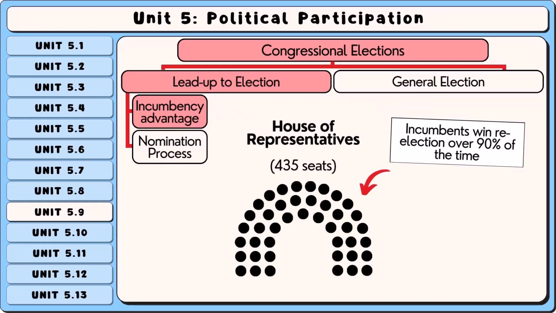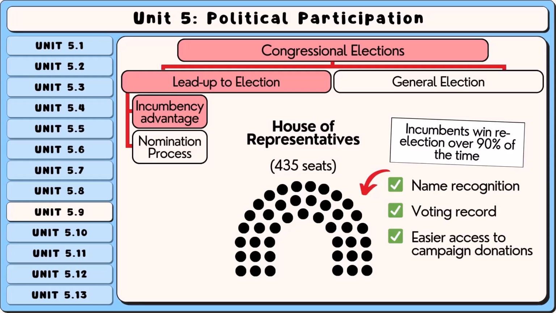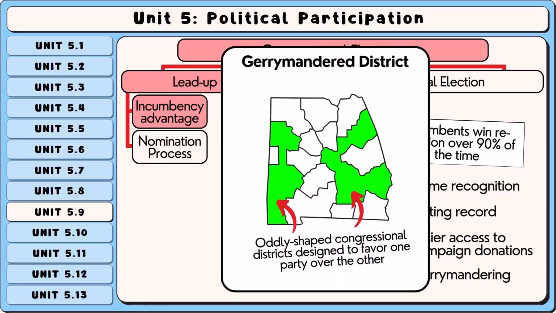In the House of Representatives, for example, incumbents win re-election over 90% of the time. This is because they already have name recognition, a voting record to campaign on, and easier access to campaign donations. It is also influenced by gerrymandering, which we discussed in Lesson 2.3. This is the phenomenon where many congressional districts are drawn in ways that favor one party over the other.